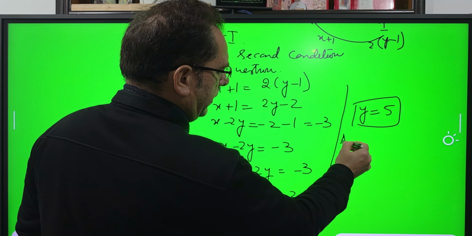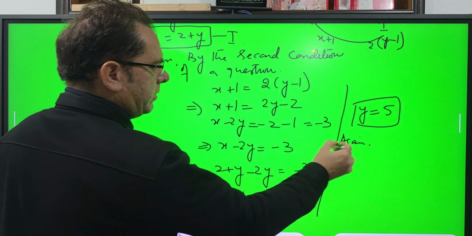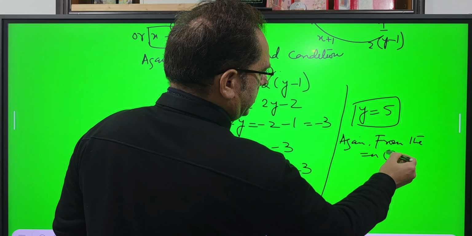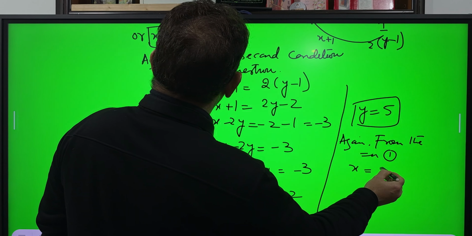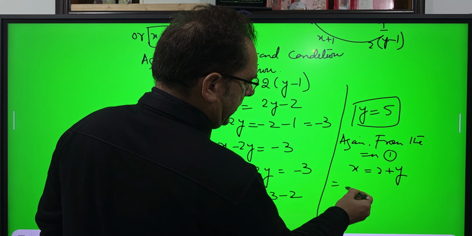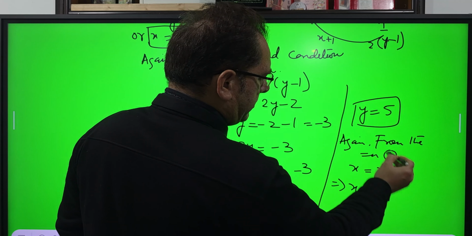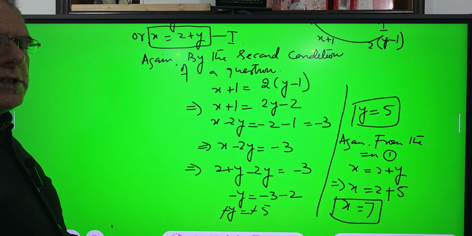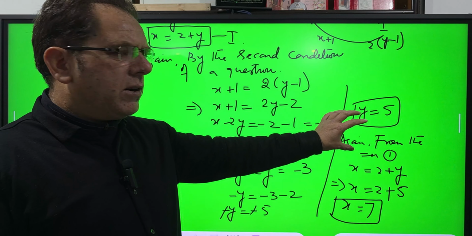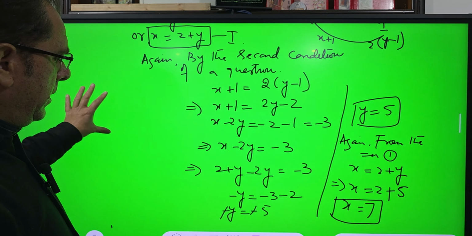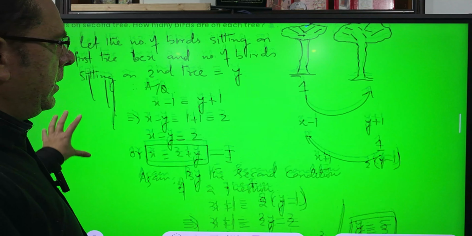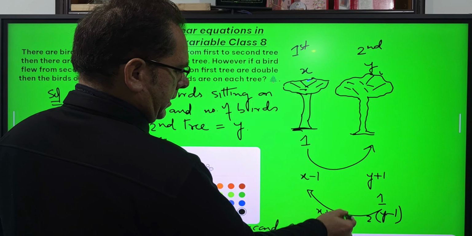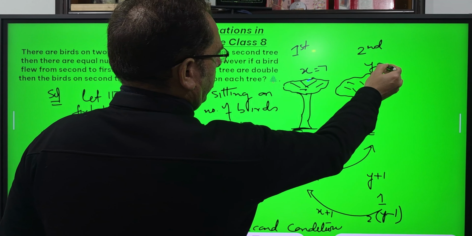And again, from the first equation, we have x is equal to 2 plus y. So it implies that x is equal to 2 plus y, whose value is 5. So that means x is equal to 7. So the number of birds sitting on the first tree is 7 and the number of birds sitting on the second tree is 5. Just see here, the value of x is 7 and the value of y is 5.